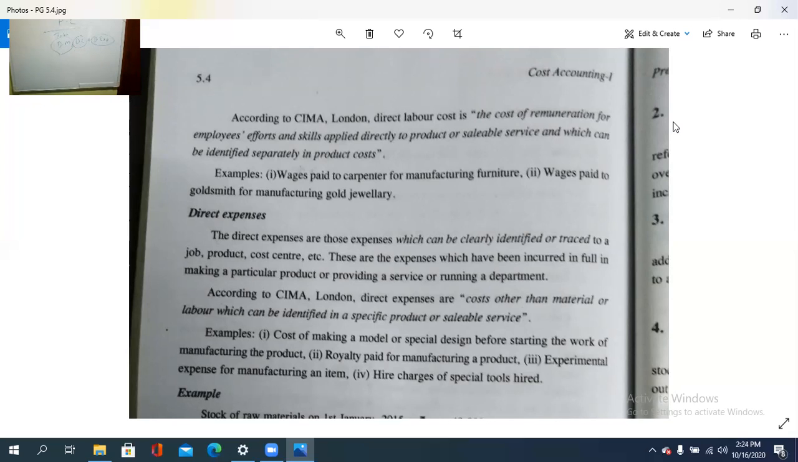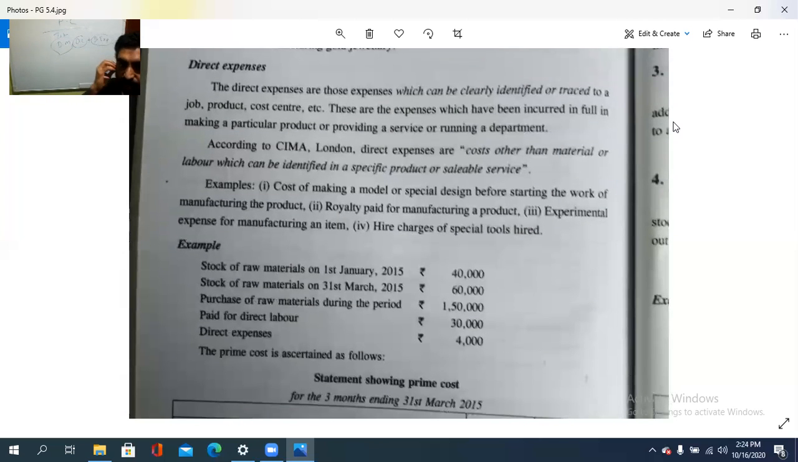So we see direct material cost, direct labor cost, and direct expenses. Example: stock of raw materials on 1st January 2015, stock of raw materials on 31st March, so opening and closing, and then purchase of raw material during the period 1,50,000, paid for direct labor 30,000, and direct expenses 4,000. So the prime cost will be in this way.